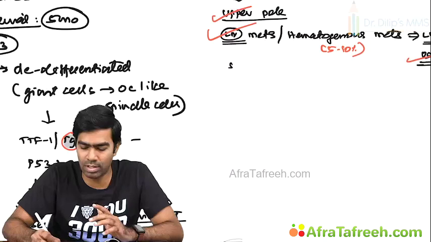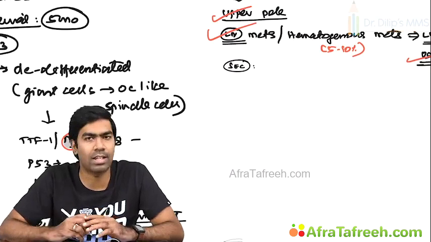So once they de-differentiate and become poorly differentiated, they can go to their embryonic forms and start secreting some other different hormones as well. That is the reason why they can produce a variety of paraneoplastic syndromes. What are the hormones that they can secrete?